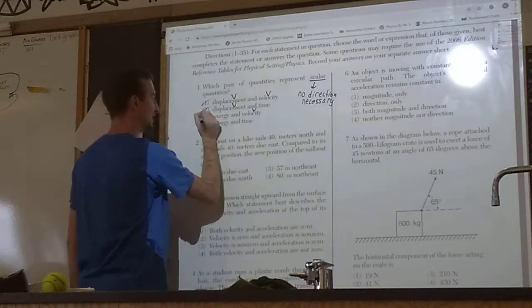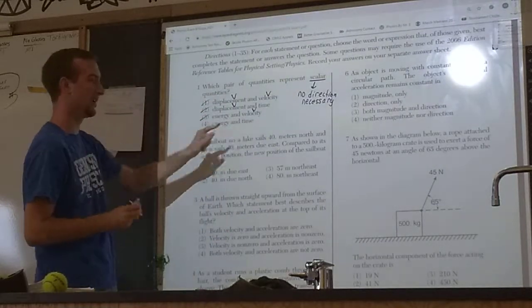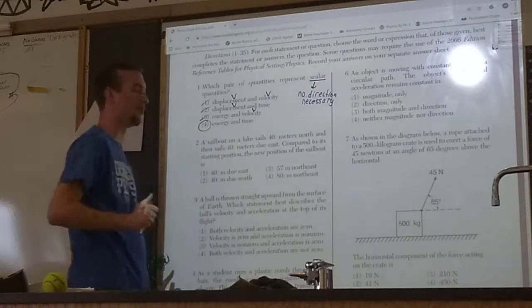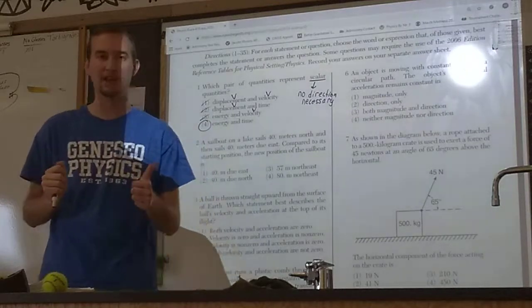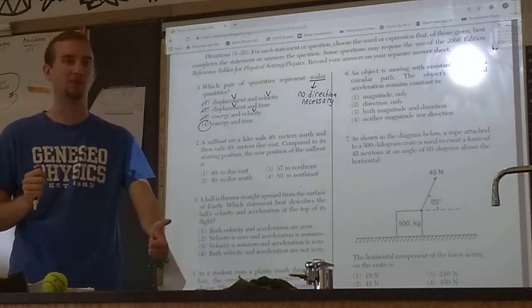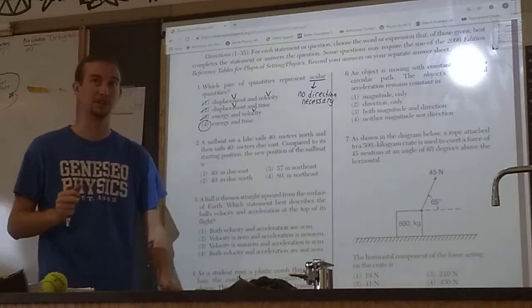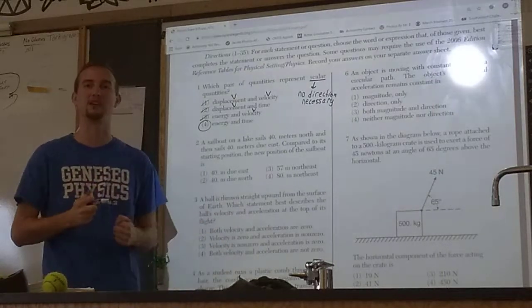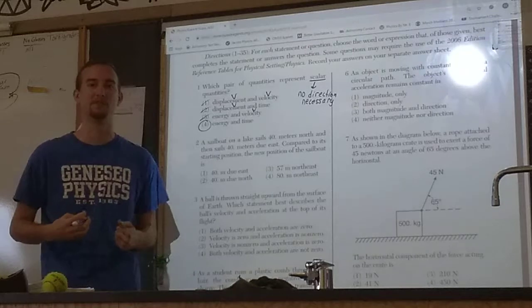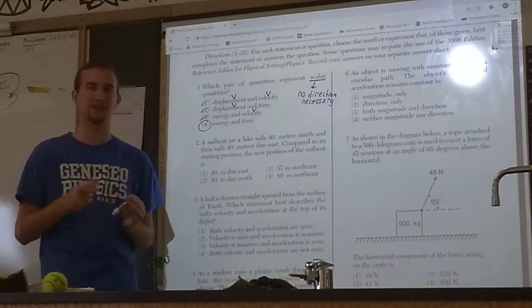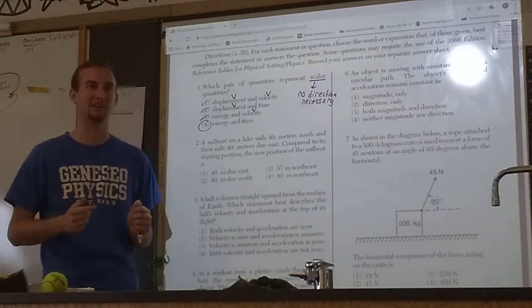We have velocity, that's out, energy, and time. At no point in the year have we ever described energy as needing a direction. You don't have 100 joules of kinetic energy east. You just have 100 joules of kinetic energy. Time is similar. We don't say 5 seconds west.